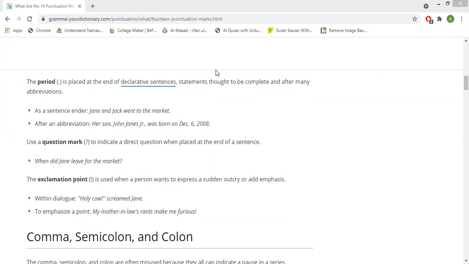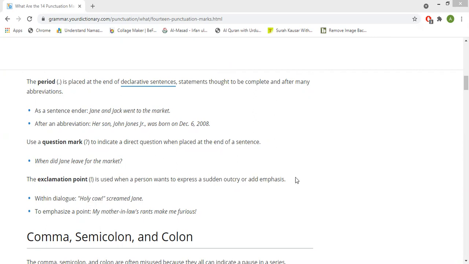Then a question mark. Where to use a question mark? A question mark indicates a direct question when placed at the end of a sentence. Whenever we are asking a direct question, not an indirect question, starting with the 5 W's and an H, or starting with helping verbs, whatever the type of question would be, if it is a direct question, we will use a question mark at the end of the sentence.